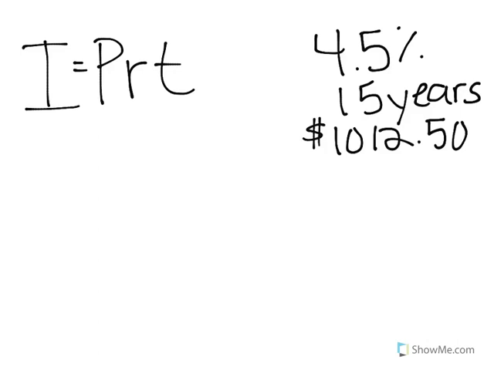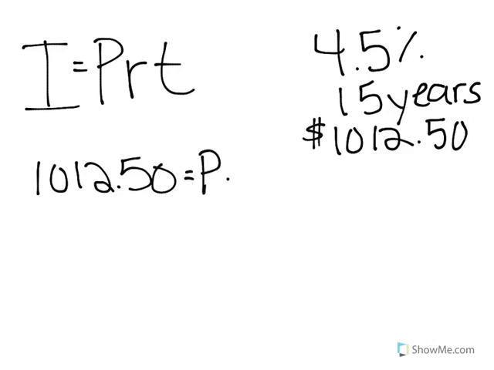Alright, so here's the important information I pulled out of the problem. 4.5% interest is what they earned. When he was 15 is when they pulled the money out, so that means for 15 years they were gaining interest. The interest they gained was $1,012.50. So we need to fill in the information. The interest they earned was $1,012.50. The starting amount we don't know. The rate they earned was 4.5%, but when we put it in the formula, we need to remember to put it in as a decimal, times the amount of years, which would be 15.